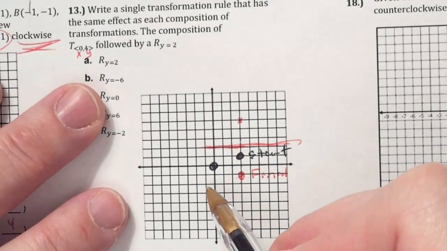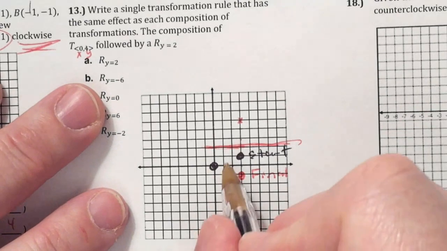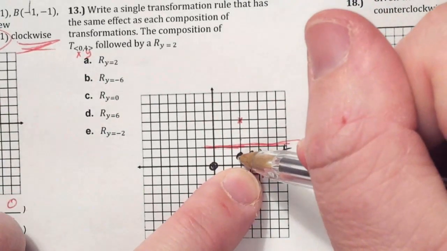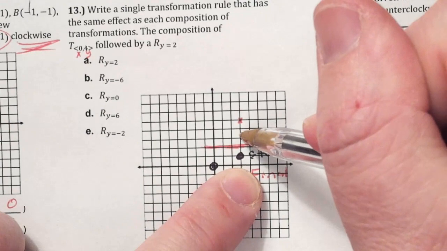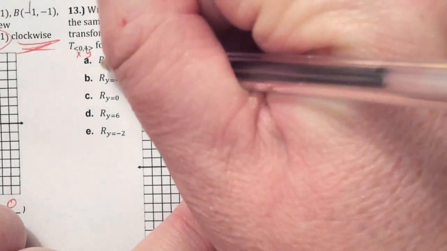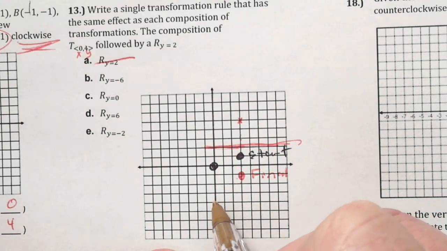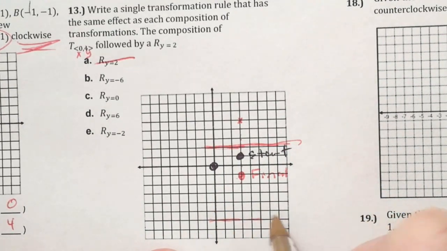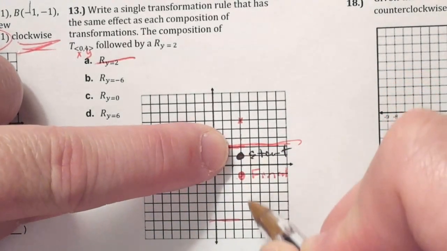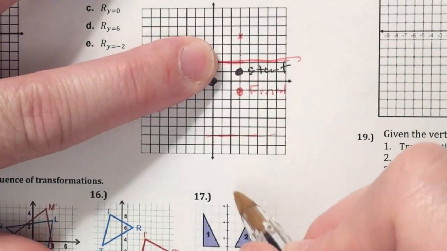So would the faster way be reflecting over y = 2? If I started here and reflected over y = 2, I would land here. Is that where I finished? No, that didn't work. How about y = -6? 1, 2, 3, 4, 5, 6. So y is -6. If I started here and reflected over that line, I would be way over here.